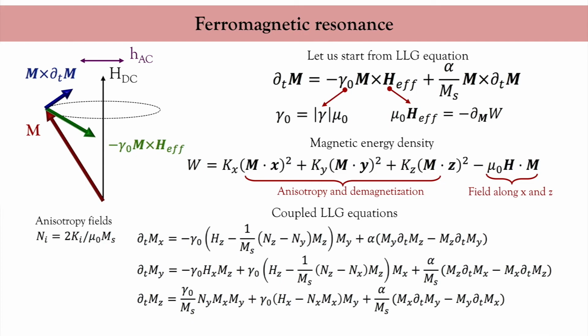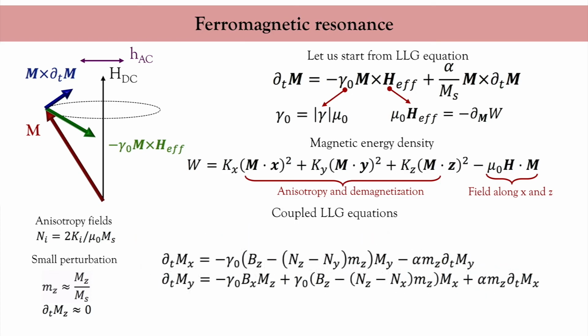To treat this problem, I will consider that the applied oscillatory field is small and that the magnetic oscillation around the static field is also small. The static field is along z, so that magnetization is mostly along z, and I can linearize my set of equations by neglecting the terms that involve higher order corrections. This leads to the coupled equations for the magnetization component that are perpendicular to the static field.